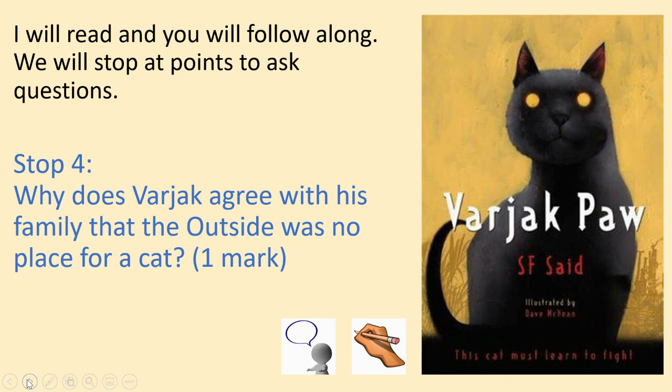And we're going to stop there because Varjak has just agreed with his family that the outside was no place for a cat. Why does Varjak agree with his family? This is a 1-mark question, so a short, snappy answer. I want you to have a little think, then say your answer out loud, then write it down on your piece of paper or your home learning book. Do that now. Press pause.